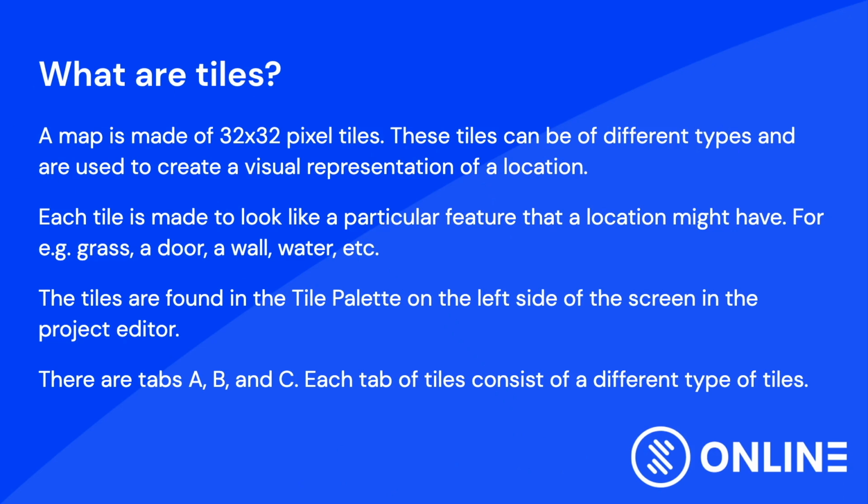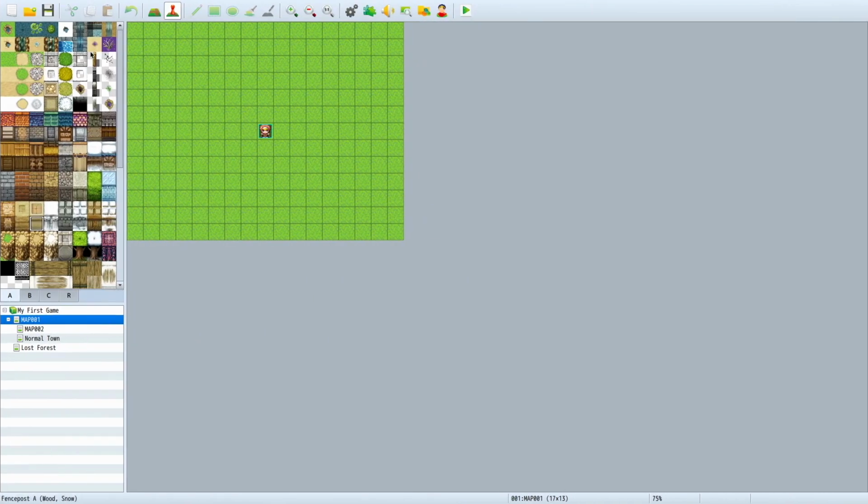Each tile is made to look like a particular feature that a location might have, for example grass, a door, walls, or water. The tiles are found in the tile palette on the left side of the screen. These are called our tile palette, our tab bar, our map, and our map list.